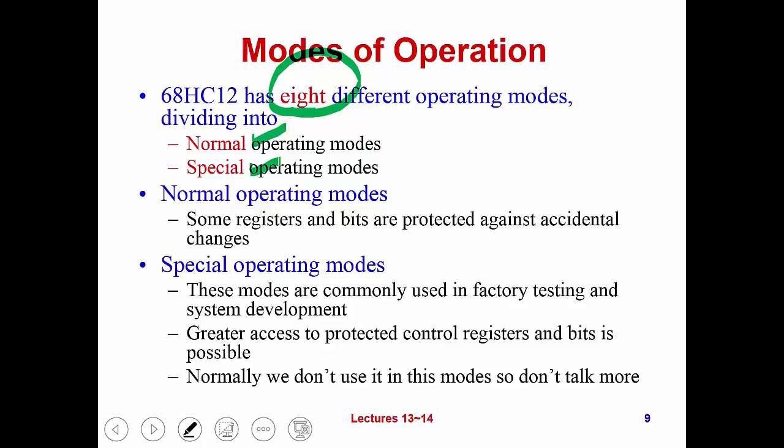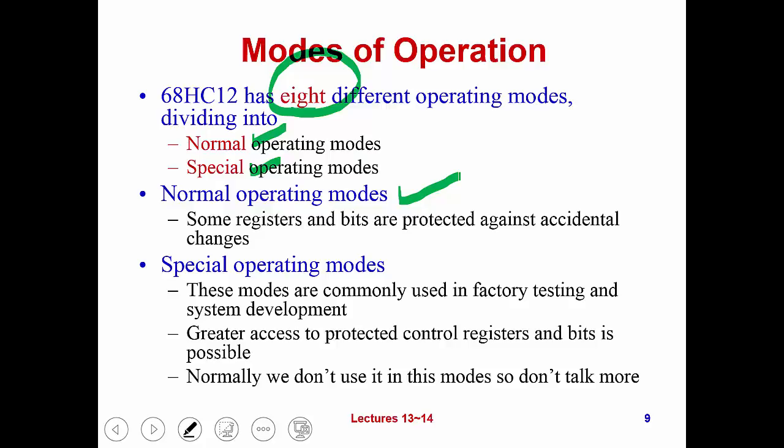So for users in general, we only deal with normal mode, and we never touch special mode. Special modes are designed for special operation. They're not for a regular user. They are mainly used for factory testing, system development and debugging. But what's the main difference between these two operating modes?